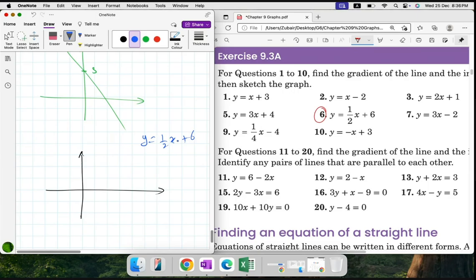Done, Aris? Almost. You don't have to plot them. These are sketches. Yes, sir, I know.